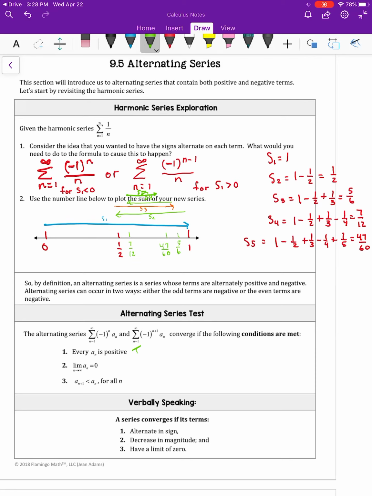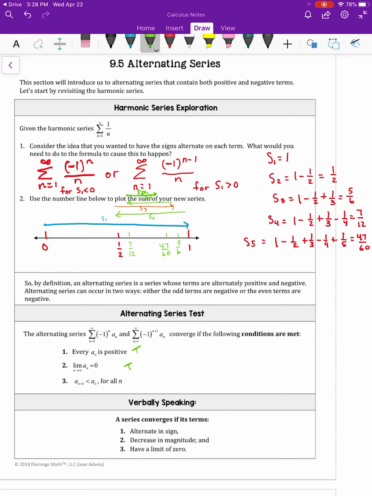The limit as n goes to infinity of a sub n is 0. Now think about that alternating series that we just saw, the alternating harmonic series. This one was true. They were all positive. The limit of just a sub n, 1 over n, does go to 0, because if I put infinity down, 1 over infinity is 0. That one became true.